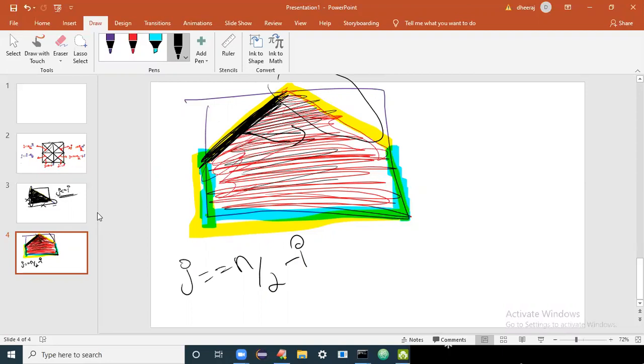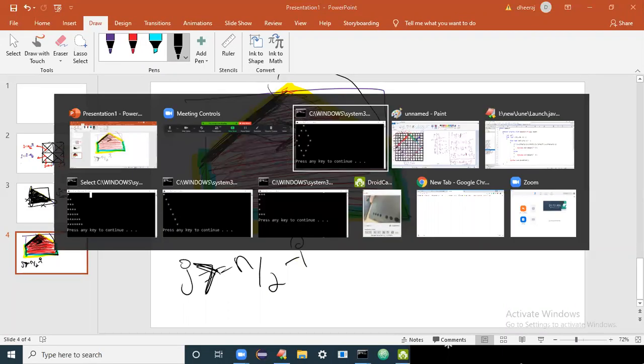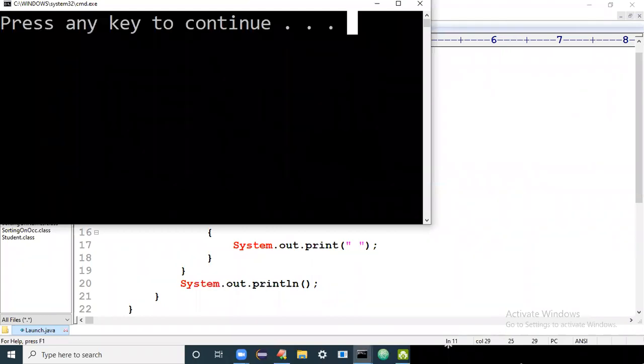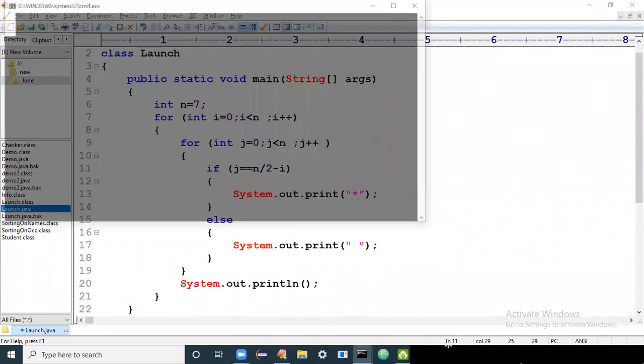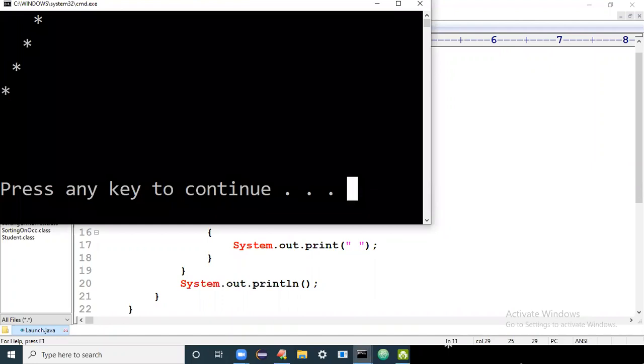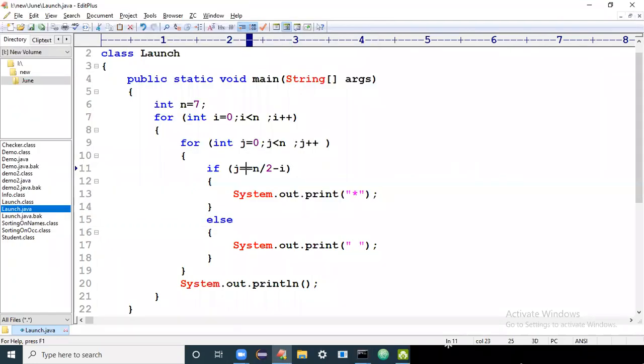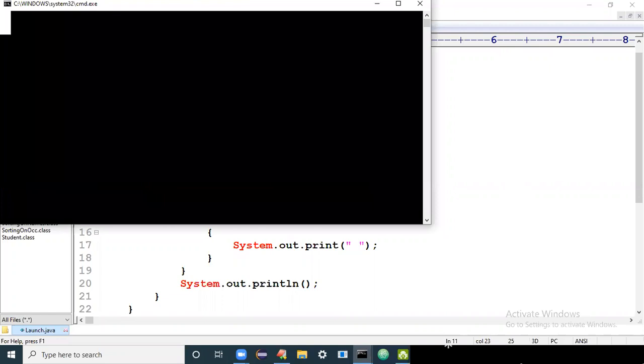If I have to print right side, copy this symbol, paste it here. So J is greater than or equal to n by 2 minus I. Watch here, I'll be showing the code to you. First, we'll say J is equal to n by 2 minus I. If I say equal to, I get a line equation, like this. See, I got a line. Now what do I have to say? From that line, print right side, not left side. Right side means J is greater than or equal to n by 2 minus I.